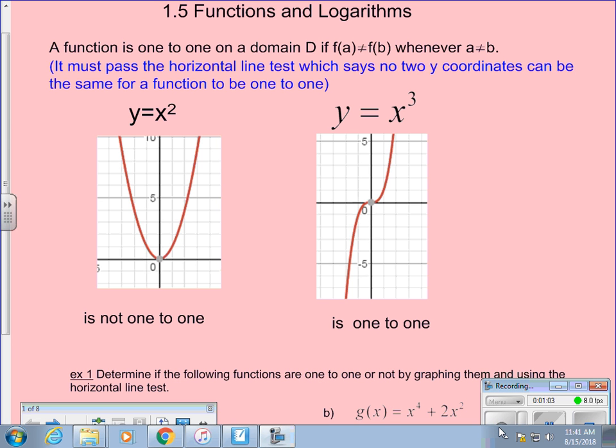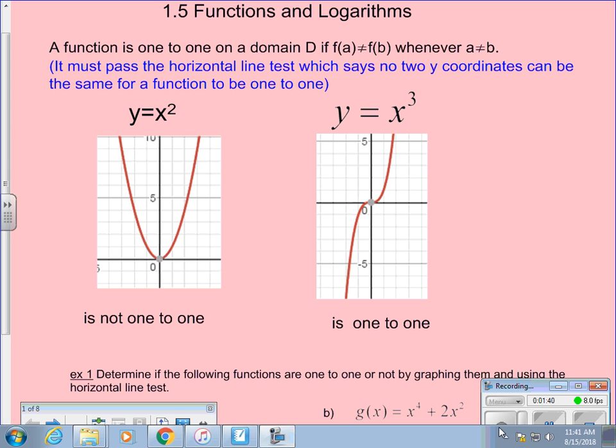So a function is 1-to-1 on a domain D if f of A does not equal f of B, wherever A doesn't equal B. Okay, so this is a typical definition that you're going to have, and you're going to need to know and understand these definitions. Sometimes with the definitions and theorems, you need to really understand where they come from. You may actually have to spit back parts of those.